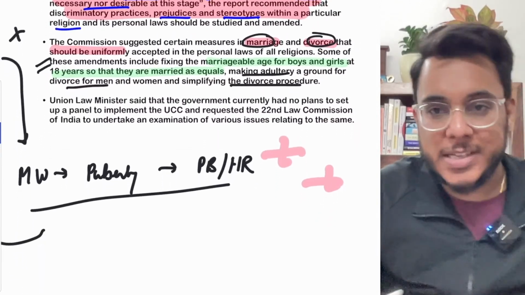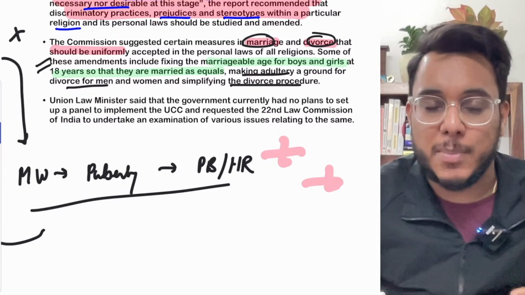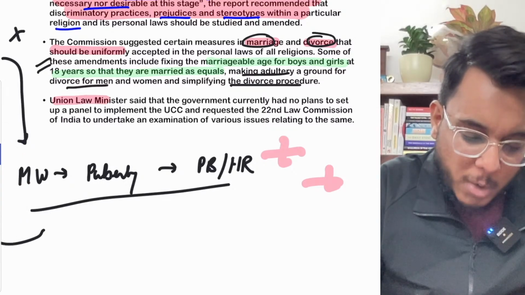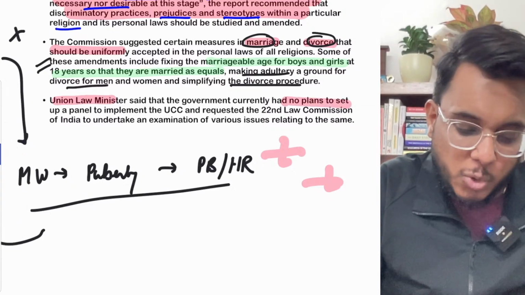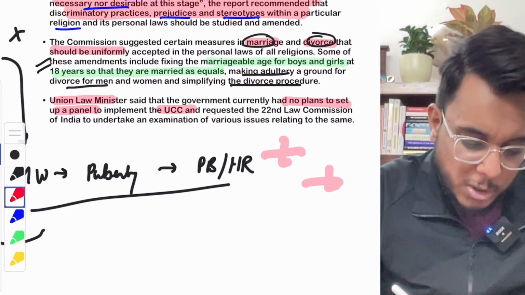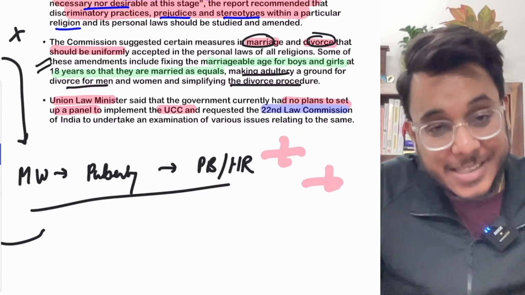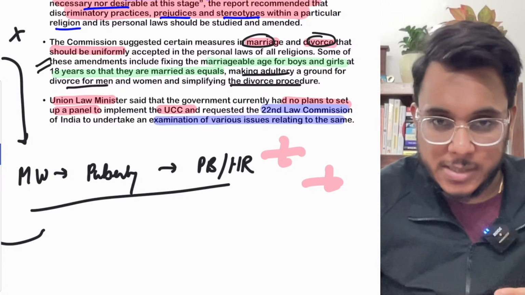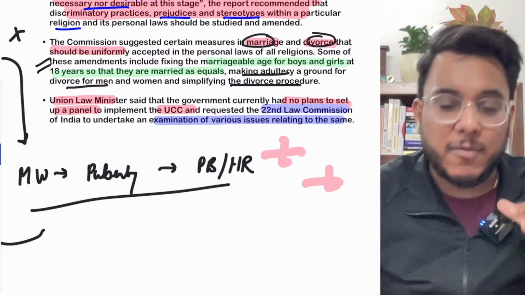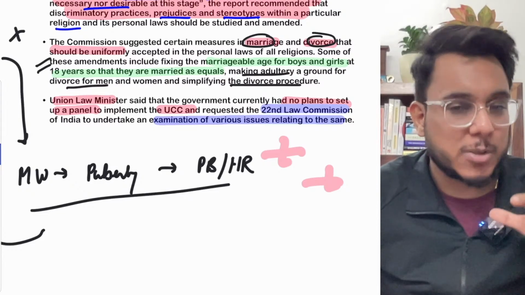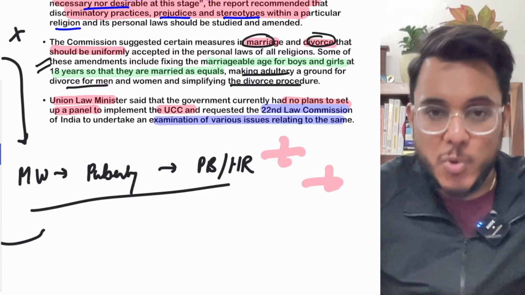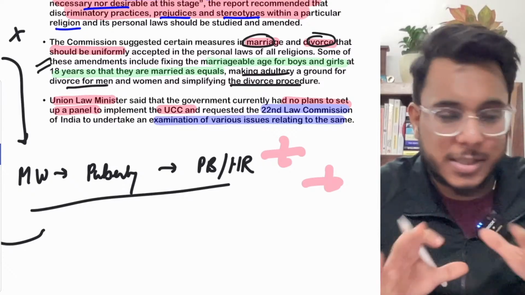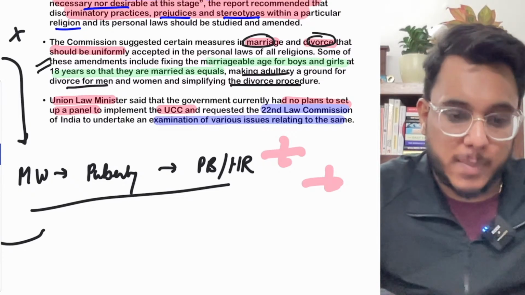Then guys, recently the question was also asked of the present government about what they are thinking about the UCC. The Union Law Minister has said that right now there are no plans to set up a panel to implement the UCC, and has requested the 22nd Law Commission, which has now been constituted, to undertake an examination of various issues related to the UCC. It has been constituted, but up till now the chairman has not been appointed, and it might take a few years to materialize. So as of now, from the government's viewpoint, there is no indication whether the UCC will be implemented or not.